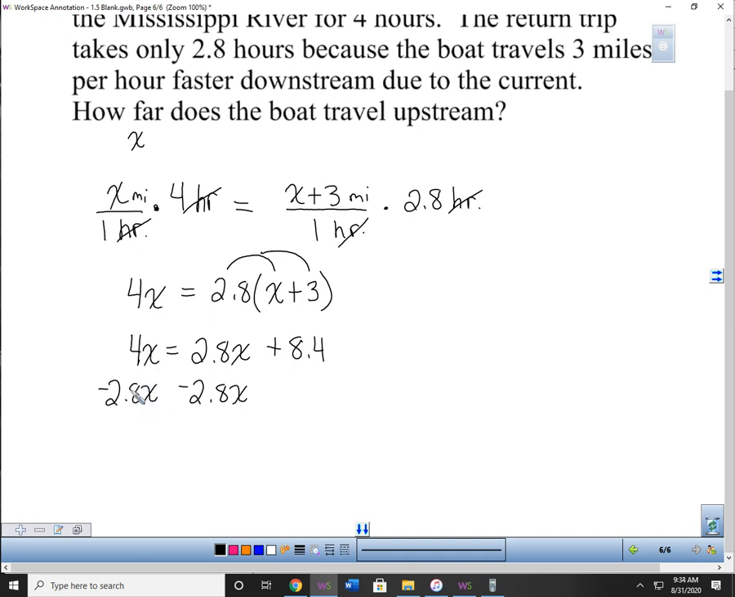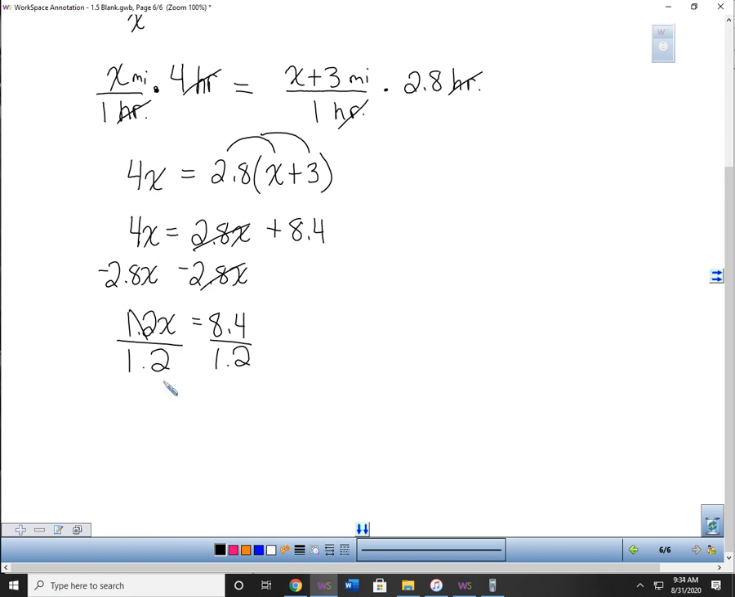So 4x minus 2.8x gives me 1.2x. This cancels, and then I have the 8.4 left over. So the last thing I have to do, since I'm multiplying by the 1.2 over here, is divide by 1.2. That cancels, so I get x is equal to 7. So I traveled 7 miles per hour.